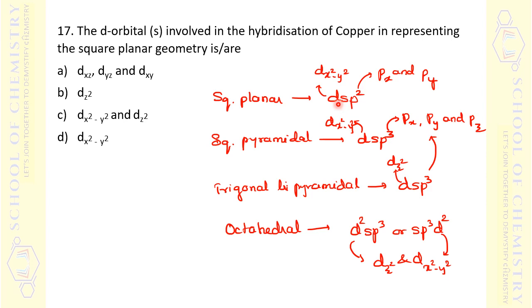hybridization. And now very important, in this dsp2 hybridization, which is the d orbital and which are the two p orbitals, that you should know, right? Of course here they have asked only which d orbital, but if you know the extra information, definitely it will be useful.